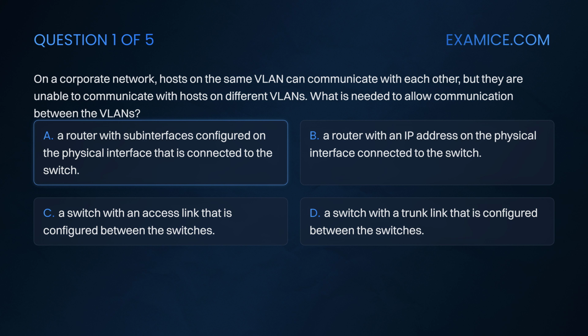Option A. A router with sub-interfaces configured on the physical interface that is connected to the switch. Option B. A router with an IP address on the physical interface connected to the switch. Option C. A switch with an access link that is configured between the switches. Option D. A switch with a trunk link that is configured between the switches.